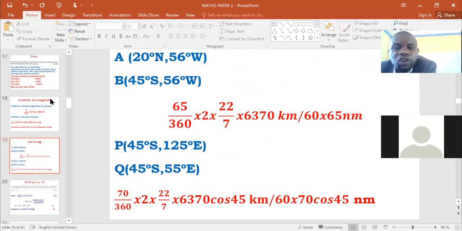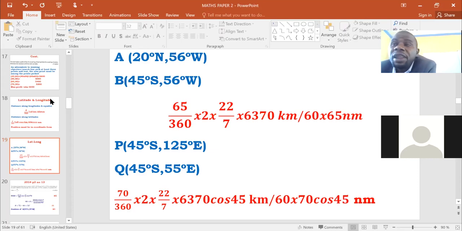Now, if I take you to the next, how do I know that a point lies along a longitude or along a latitude? If you look at point A, 20 degrees north, 56 degrees west, and B is 45 degrees south, 56 degrees west. The common figure there is 56 degrees west. Is that a longitude or latitude? It is a longitude. So that shows you that the points A and B lie along a longitude, and a longitude is a great circle.